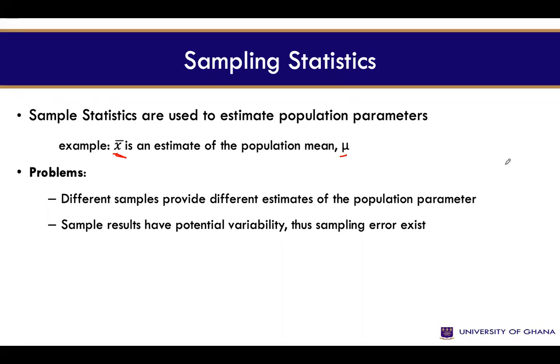Now, because we are not using an entire enumeration, we are not using the entire population data, there is always a chance that the sample statistic that you have calculated will not be the exact value of the population parameter. And there's also the chance that anytime you select a different sample, we are going to get a different estimate, right? The difference between the population parameter and the sample statistic is what we term the sampling error.